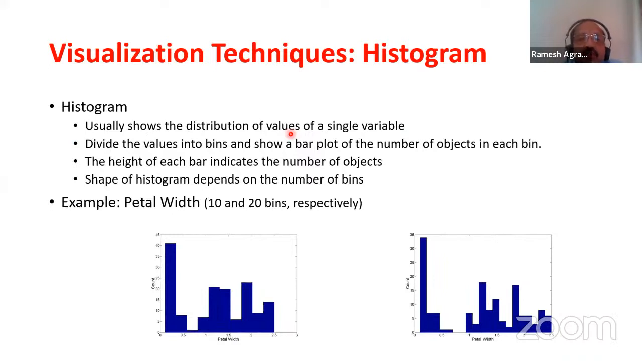And for showing this, what we do? We divide the range of these values into many bins, and then you count how many of the samples fall in each bin. That is the frequency, the count associated with that range. So the height of each bar indicates the number of samples, the number of objects in the database in that range. The shape of the histogram will depend upon the number of bins. You can see that when I change it, the shape changes a little bit, but the overall trend remains the same.